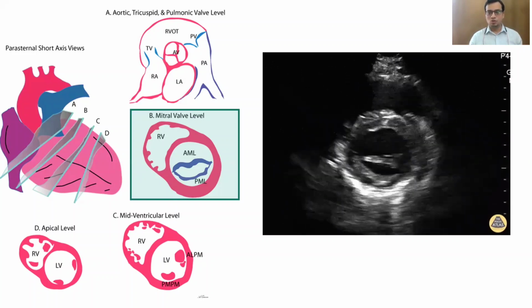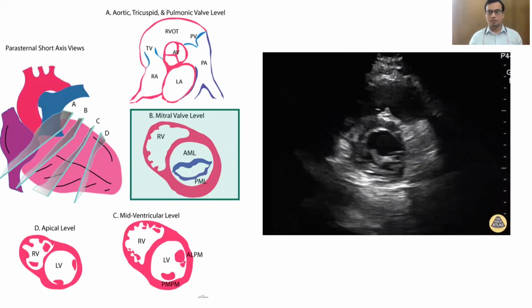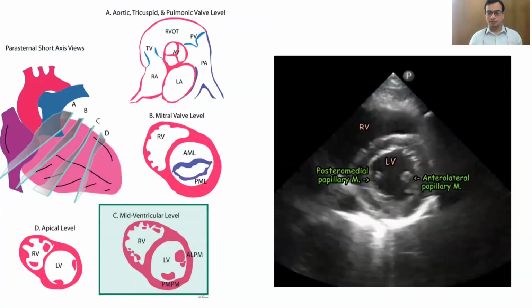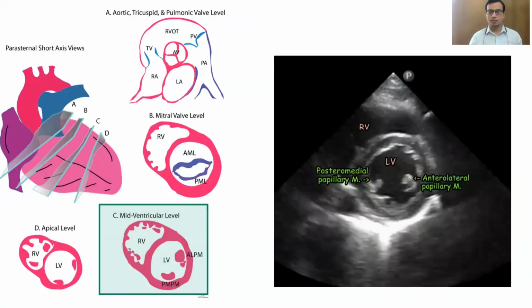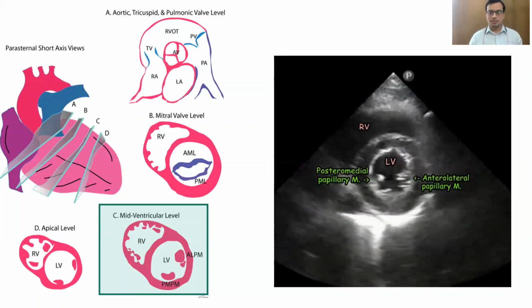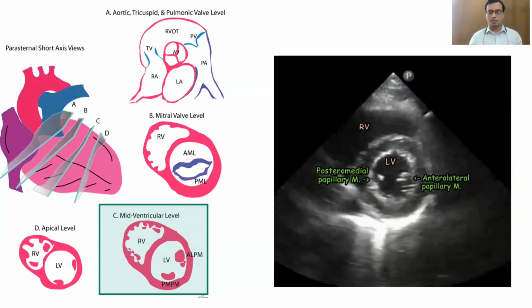This view is ideal to observe the opening and closing motion of the mitral valve, which has been compared to a moving fish mouth. By tilting the transducer even further towards the apex, you will gradually see the papillary muscles appearing. Now you are transecting the left ventricle almost through the middle, the papillary muscle level.